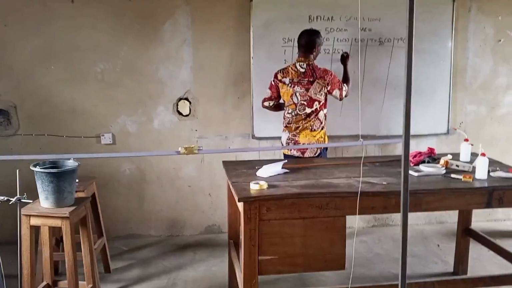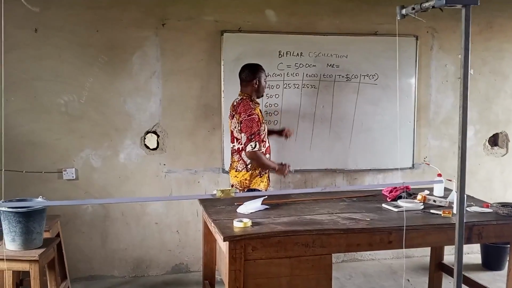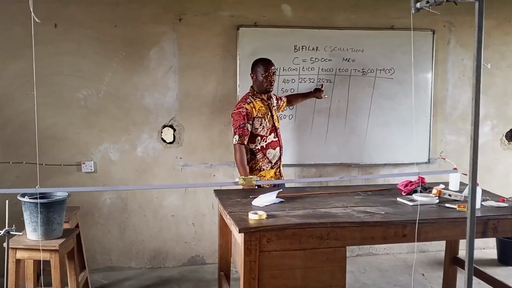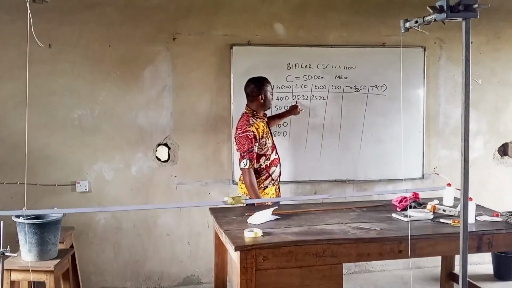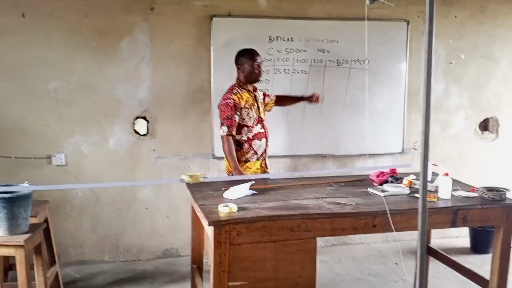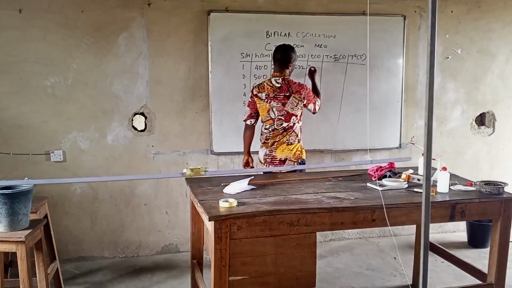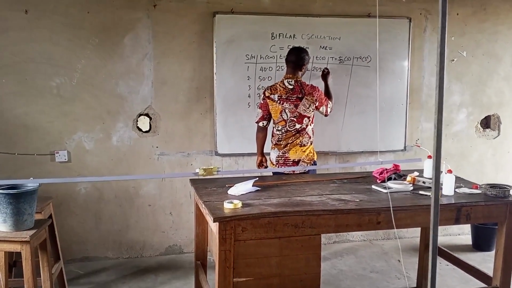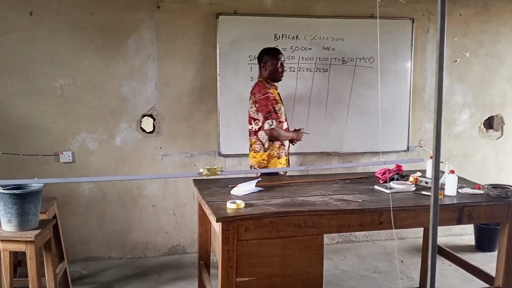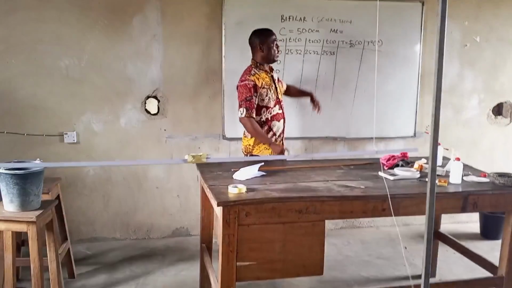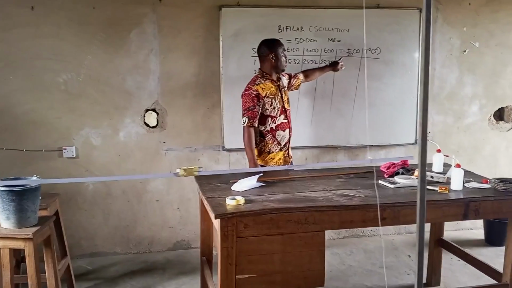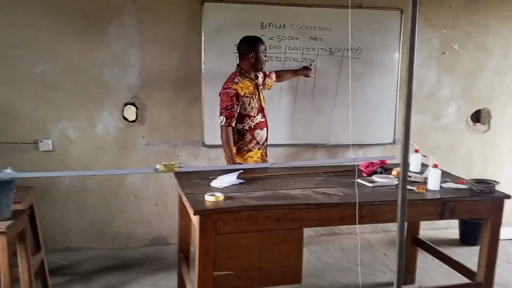So, to find this value t, we'll add these 2 and divide by 2. We'll have the average. So, you add these 2 and divide by 2. What do you have? 25.35. 25.35 as the average of these 2. So, we are working with this time now. Then we'll take the period. The period now is this time, 25.35 divided by 20.